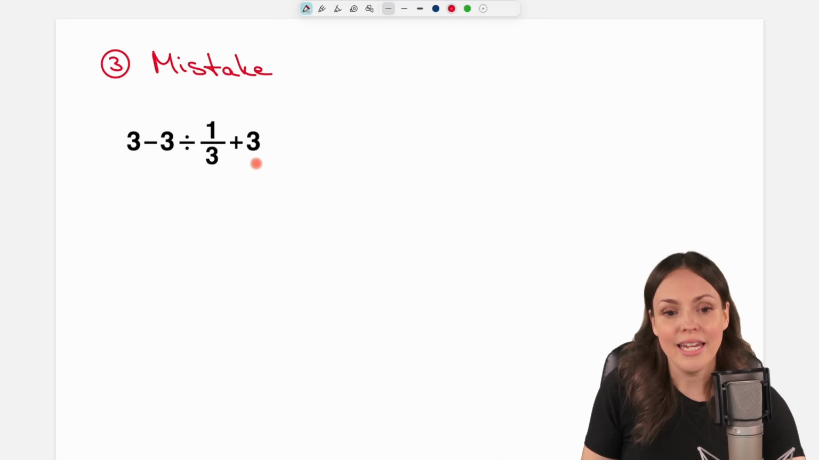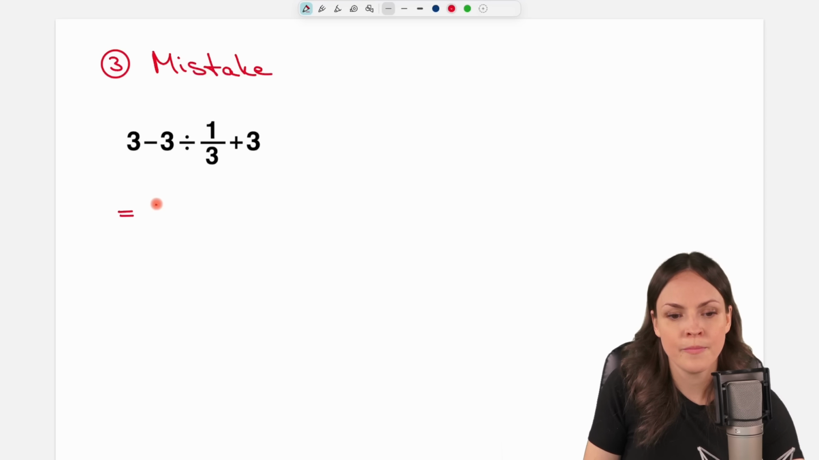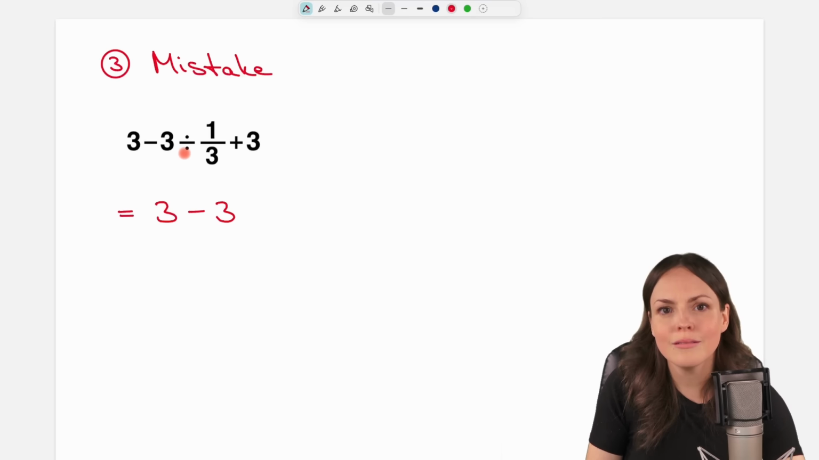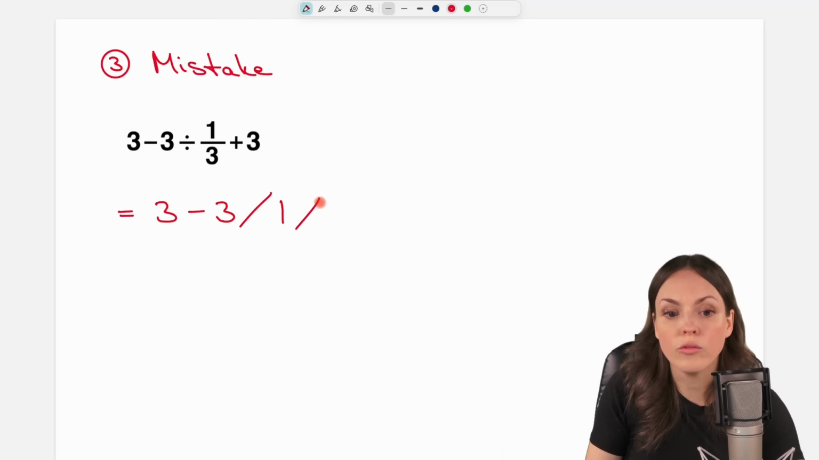And the third mistake was that they thought, why should I do this in my head? I can just use Google, or I can just use my smartphone to solve this. And they typed the following into their smartphone: 3 minus 3 divided by, well, it's difficult. Usually you write it as a slash. 1 over 3, you write it as 1 over 3, and then plus 3. This is not the same as this.